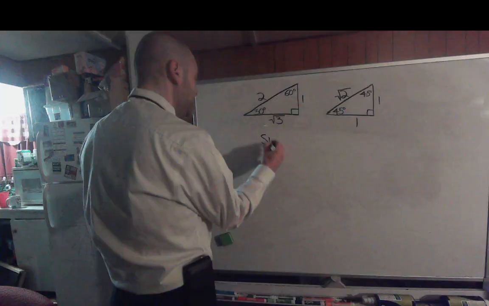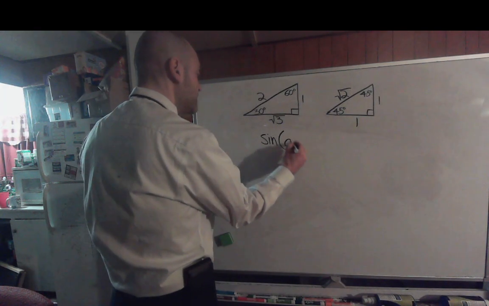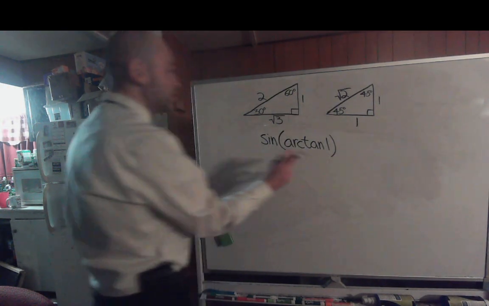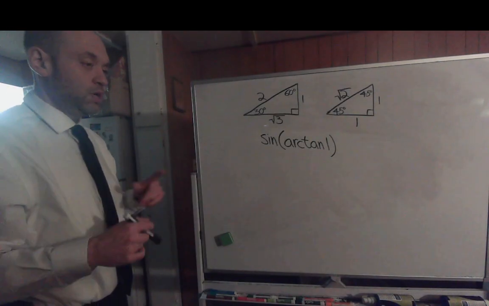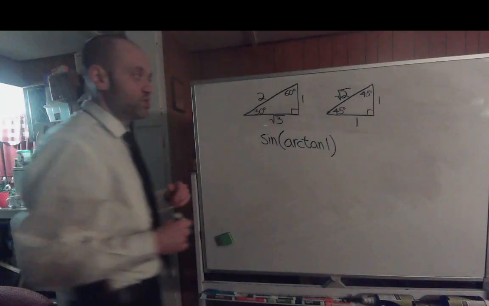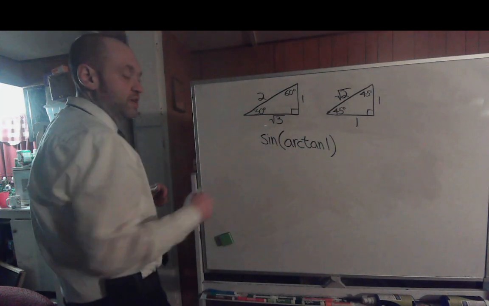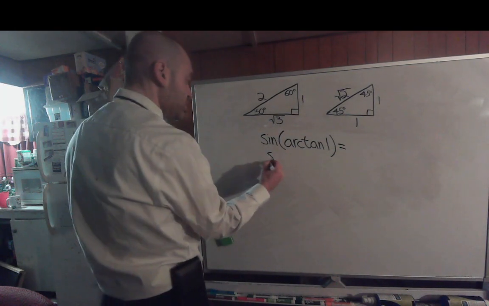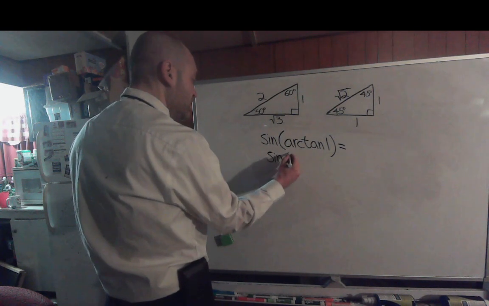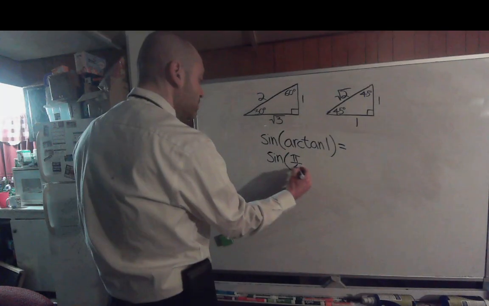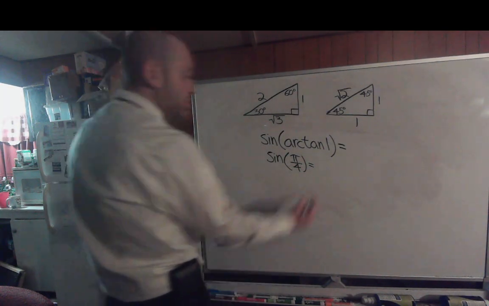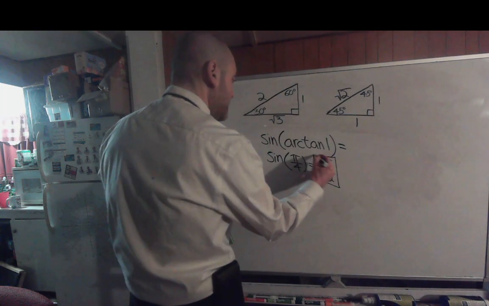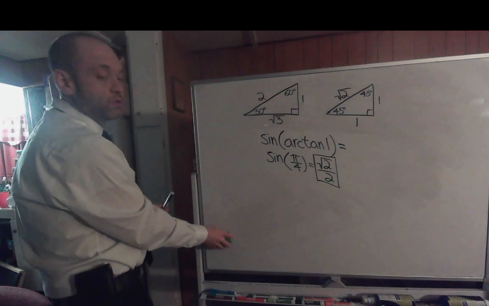Alright, let's see. Sine of the arc tangent of 1. So we're going to take sine of the arc tangent of 1. What angle gives us a tangent of 1 within the range of the arc tangent? That's going to be pi over 4, right? So this would just turn into the sine of pi over 4, which we know would be the square root of 2 over 2. So the answer we should get would be the square root of 2 over 2.